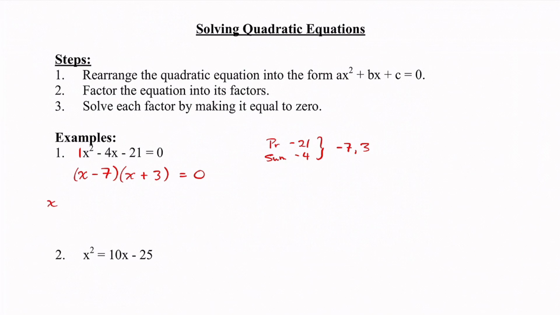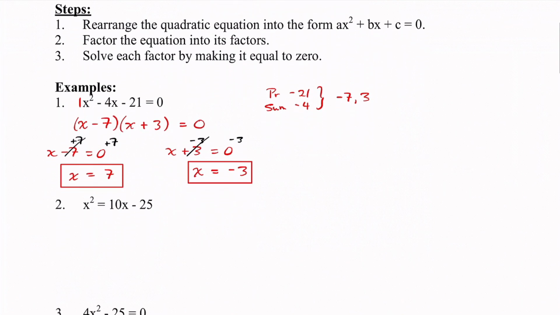So I'm going to take x minus 7, set that equal to 0, and x plus 3, set that equal to 0, and then solve these. So for the left one, I just have to add 7 onto both sides to get rid of that 7. And on the right one, I subtract 3 from both sides. So the 7s are going to cancel on that one, and the 3s are going to cancel on that one. So I get x equals 7, and with this one, x equals minus 3.